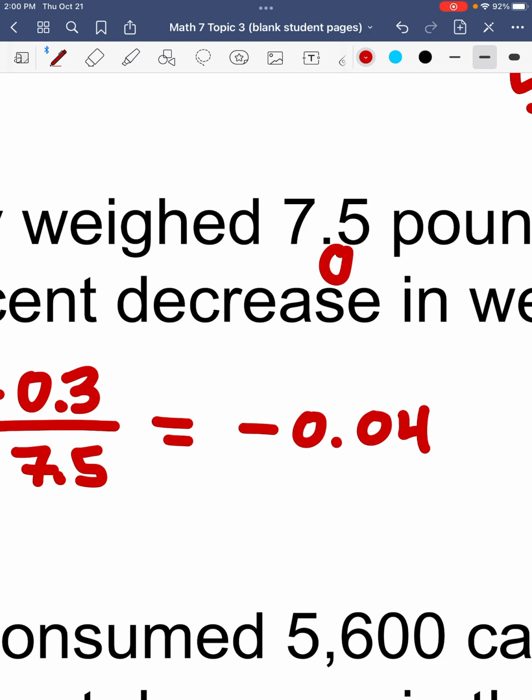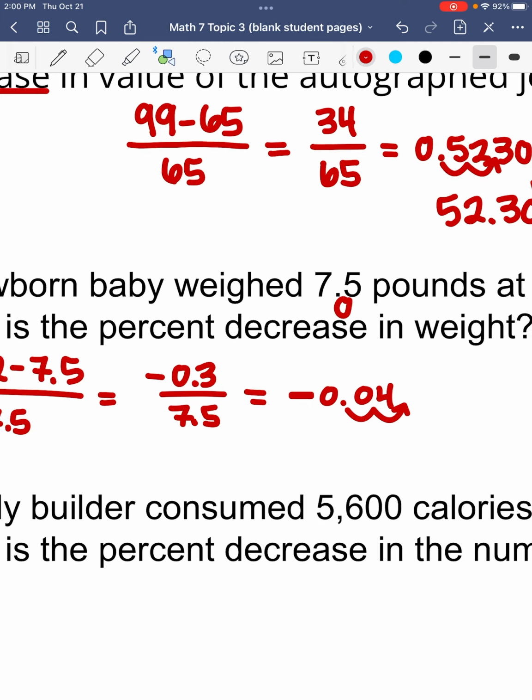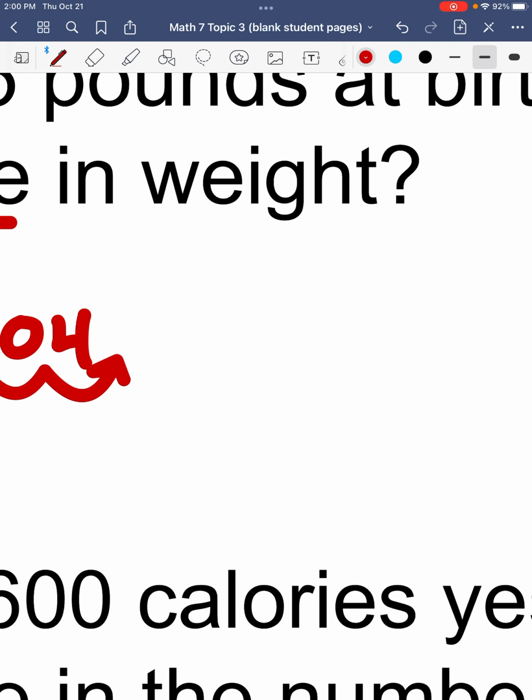Okay, but that is a decimal, and I want it to be a percent. So to make it a percent, I'm going to multiply by 100, or just move this decimal twice to the right. So it's going to go behind that 4. So I know it's going to be 4%. Keep in mind, it's negative, but I don't need to write that it's negative percent because it's already asking what is the percent decrease. We already know that it's a decrease. So I'm just going to write my answer as 4%.